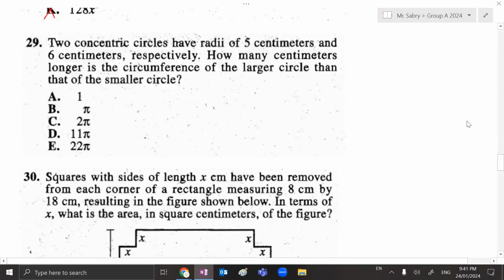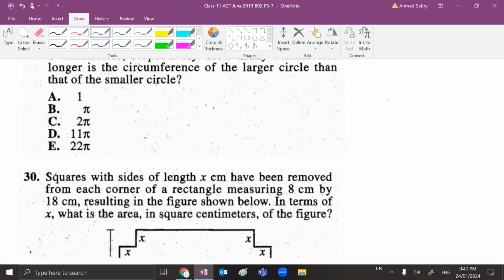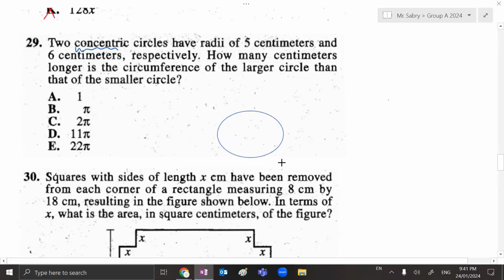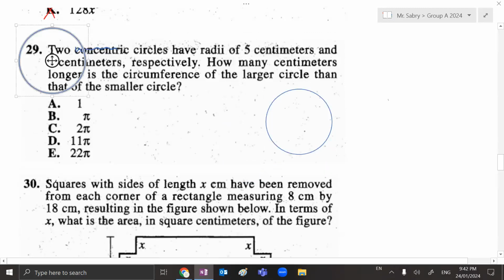Two concentric circles have, what does concentric even mean? The word concentric means they share the same center. So let's say there's a circle and then there's another circle out there and they both share the same center. I don't know how. It's something like this.